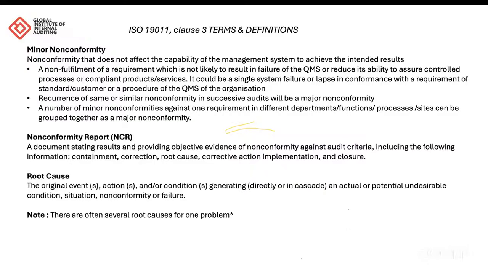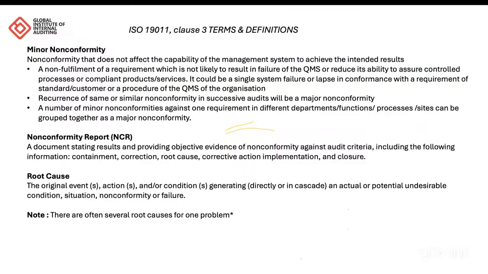In ISO, when a minor non-conformity continues to reoccur, we call it repeated findings. Last year you audited the system, you discovered that it is there, and they said, oh, we have closed it. This year you come again, you audit the same system, it is there again. Then it becomes a repeated finding, and it can be regarded as a major non-conformity. They say a number of minor non-conformities against one requirement in different departments, functions, or processes can be grouped together as a major non-conformity.